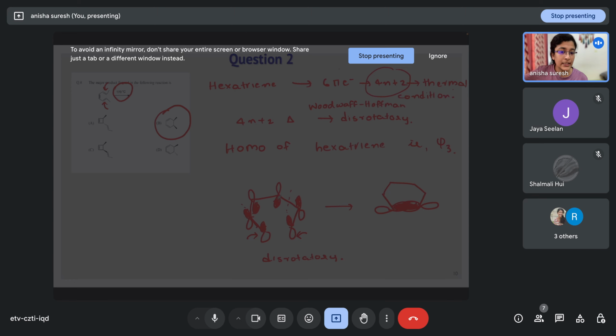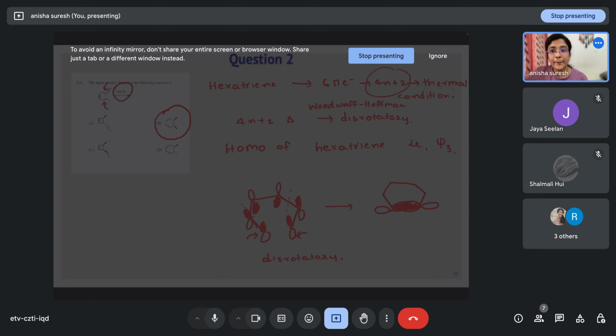So that is a key thing we have to keep in mind. So now coming to our question. So this is our starting material and it will undergo thermal electrocyclization. So it will follow disrotatory mode of rotation. So when it follows disrotatory mode of rotation, this methyl group will be coming above the plane and this methyl group will also be coming above the plane. So it will result in the formation of B.